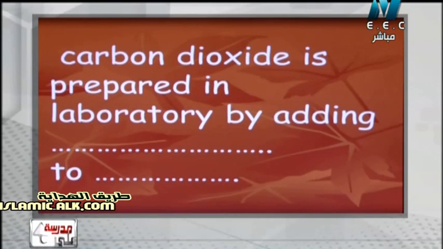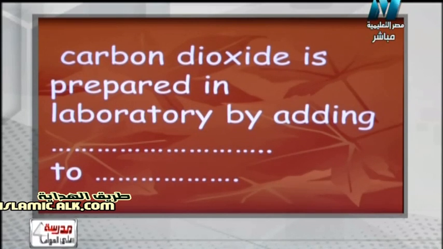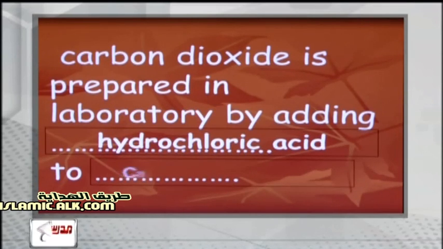Carbon dioxide gas is prepared in laboratory by adding what to what? إزاي بنحضر الكربون دايوكسيد؟ I said before more and more by adding any acids أي حمض available at your home أو available at your lab such as vinegar, such as lemon or such as hydrochloric acid. To what? To calcium carbonate. So I can prepare الكربون دايوكسيد by adding hydrochloric acid. إن أنا بضيف hydrochloric acid to what? To calcium carbonate.